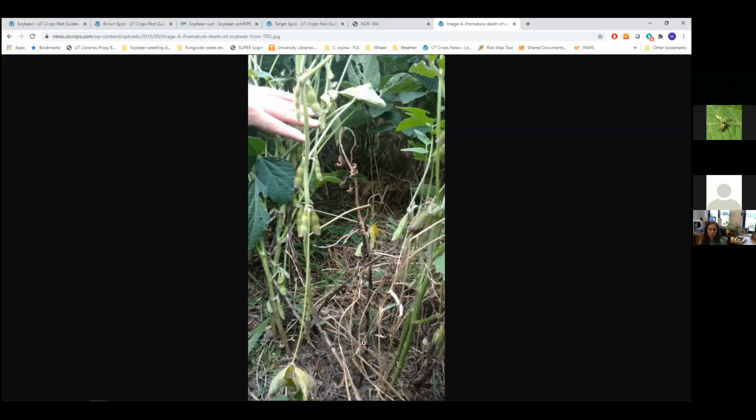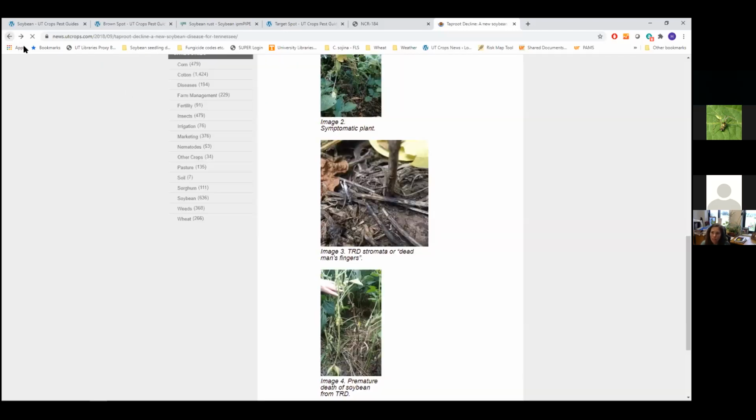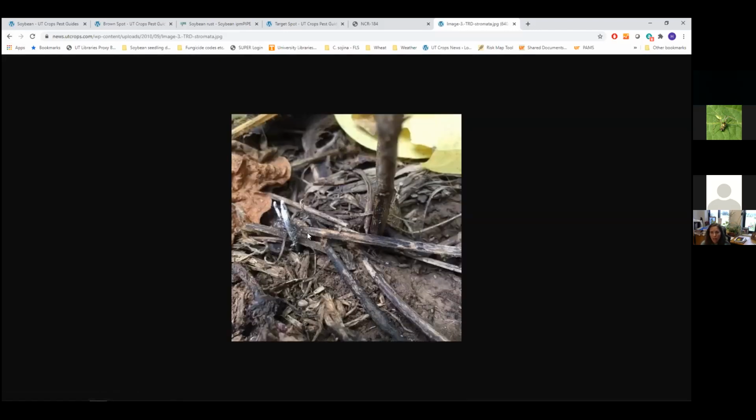earlier in the season, which stem canker usually won't do that. Stem canker would be more broad, and the entire row would show more death, but not usually this early. The other thing you might see when looking around at the debris is you'd find these, what we call dead man's fingers, or stroma. And these are projections of the fungi growing out of older debris, and then these white spores covering them. And so taproot decline, it's very new.